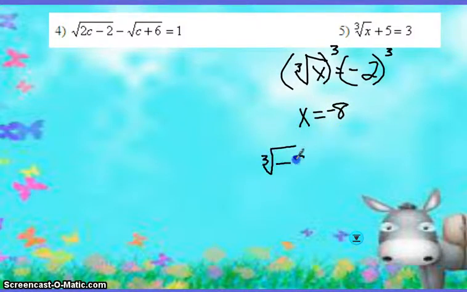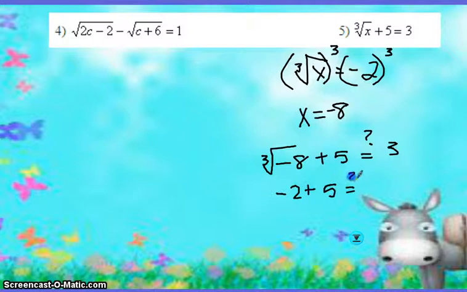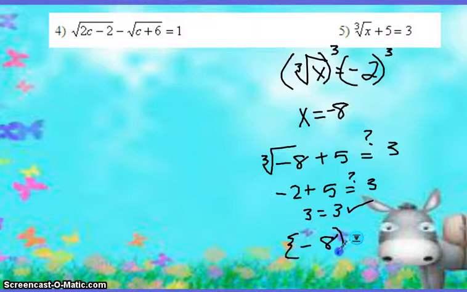The cube root of -8 plus 5, does that equal 3? The cube root of -8 is -2. -2 plus 5, does that equal 3? In fact, it does. So our solution here would be -8.